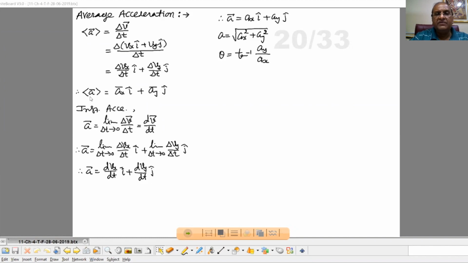Now here, delta Vx by delta T will give you the x component of acceleration, Ax i caret, and delta Vy by delta T will give you the y component of acceleration. So we can write the average acceleration A as Ax i caret plus Ay j caret. But here the x and y components are average. Now, the same concept as we discussed in the previous theory.